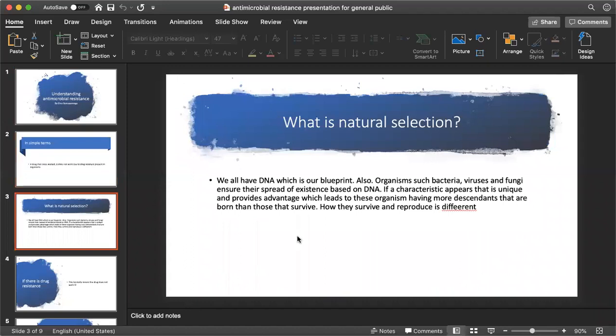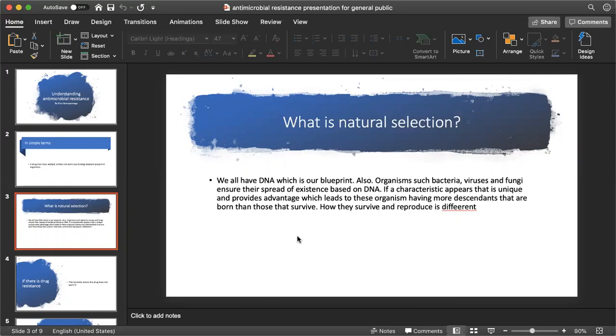Now, for this, I like to talk about natural selection. Now, we all have DNA, which is our blueprint, right? Also, organisms such as bacteria, viruses, fungi use this DNA to spread their own existence, right? Now, when you have a characteristic that is visible and is unique and provides an advantage, this is what scientists call phenotypic variation, right? It's what you can observe that makes it unique, makes it different.